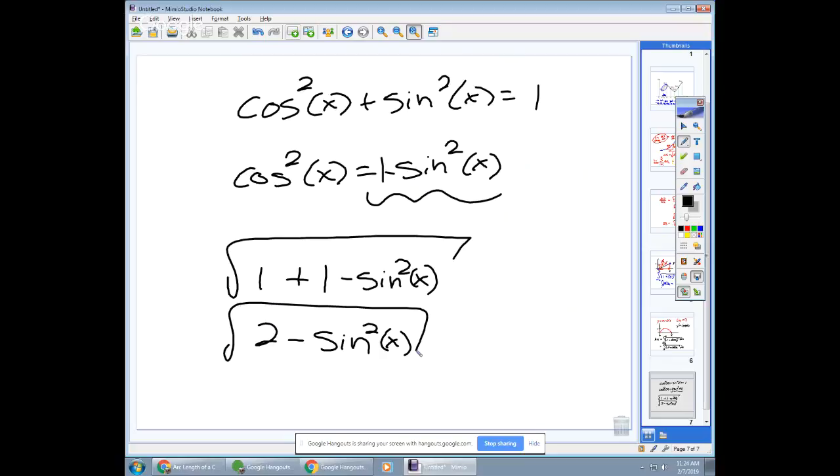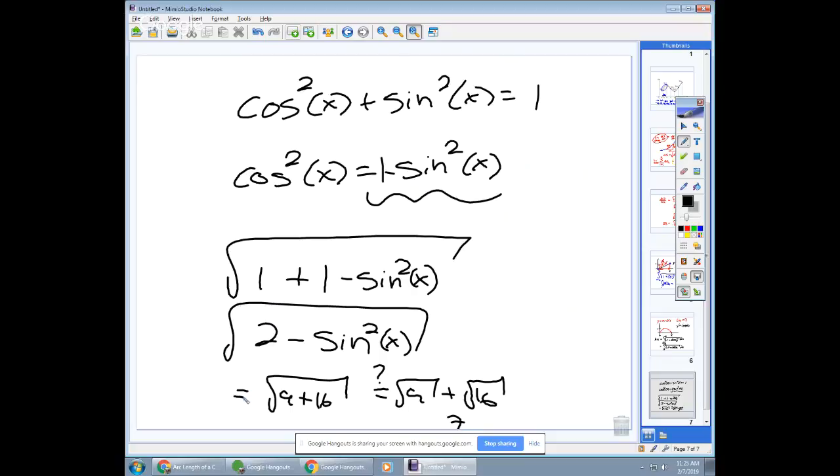Can you break this up? You can't break the square root on a sum, right? So if you tried to, for example, think about the square root of 9 plus 16, if you could break it, that would be the square root of 9 plus the square root of 16, which is 3 plus 4, or 7. That's not right. But 9 plus 16 is what?